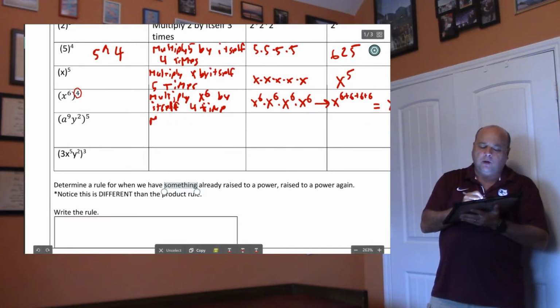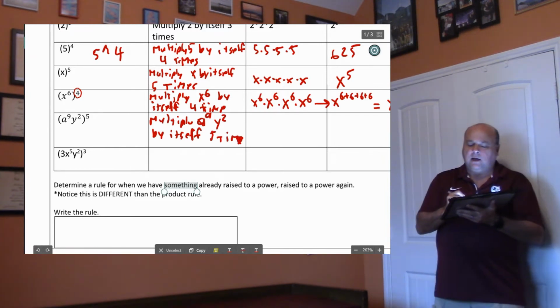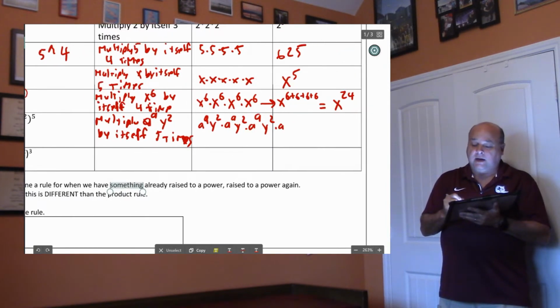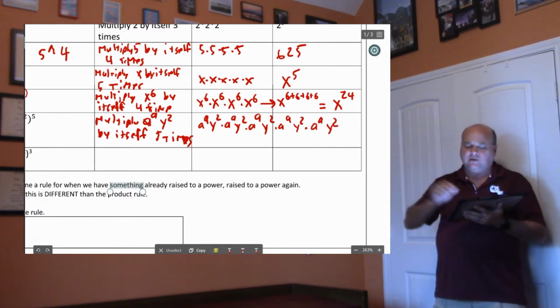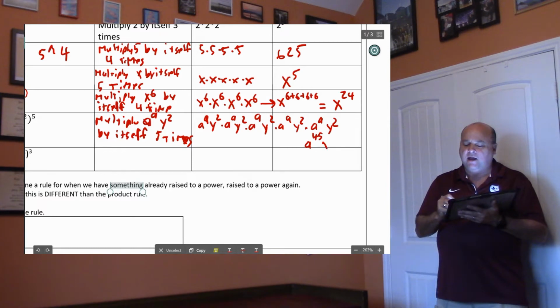Let's go to the next one. Multiply a to the 9, y to the 2nd by itself 5 times. Sorry, my handwriting's sloppy. Okay, now then this is going to be a to the 9th, y to the 2nd times a to the 9th, y to the 2nd, and so on, five times. So I have 5 a's. Do I have 1, 2, 3, 4, 5? I have 5 a's. 5 9's is going to be 45 times y. I have 5 2's, which would be 10, wouldn't it?